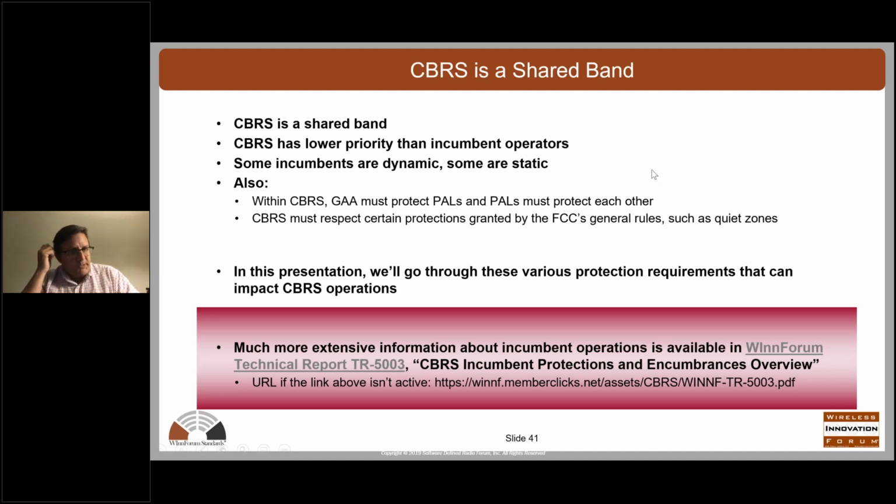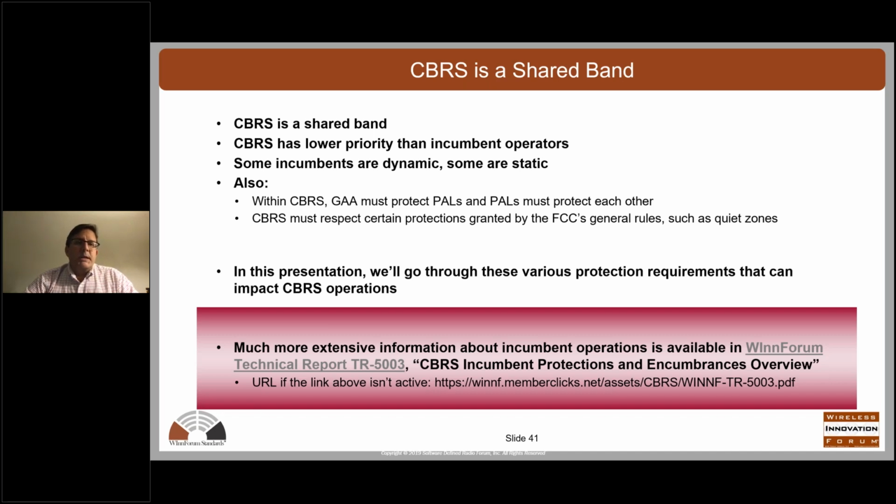So let's go to the first slide here, Lee. So CBRS is a shared band. That is a fact. CBRS has a lower priority than the incumbent operators, so we cannot interfere with them. So that may impact operations at certain times in certain places. Some of the incumbents we protect are dynamic, meaning they transmit sometimes and need protection, and they don't transmit other times and don't need protection. Some are static. And so our protections of the incumbents will also be dynamic in some places and static in others, or perhaps even both in one place.